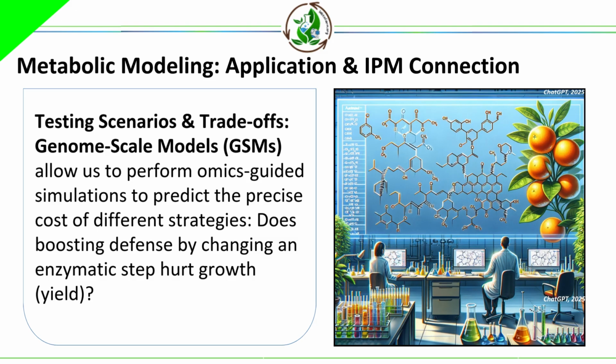For instance, the model helps us define an IPM action threshold. It tells us, if you use this nutrient amendment to boost defense, you can tolerate 5% more pathogen presence before you must intervene. This is how we take knowledge of a single pathway and turn it into a sustainable decision for the farmer. This is exactly what you will be simulating in your upcoming metabolic simulation IPM sprint activity.